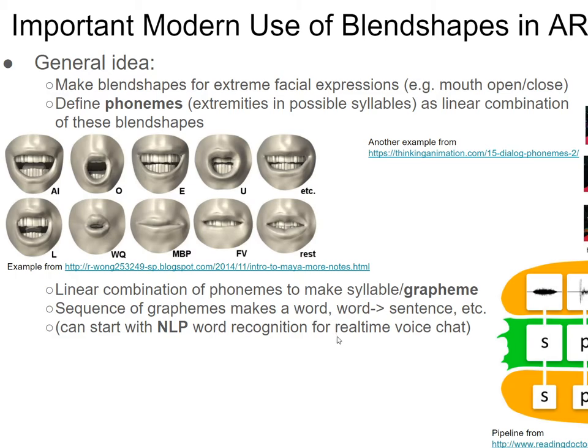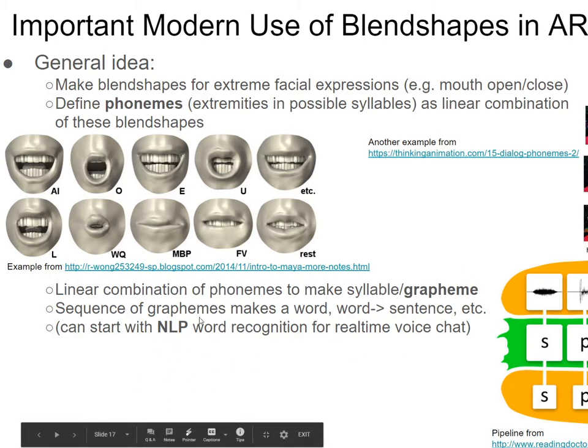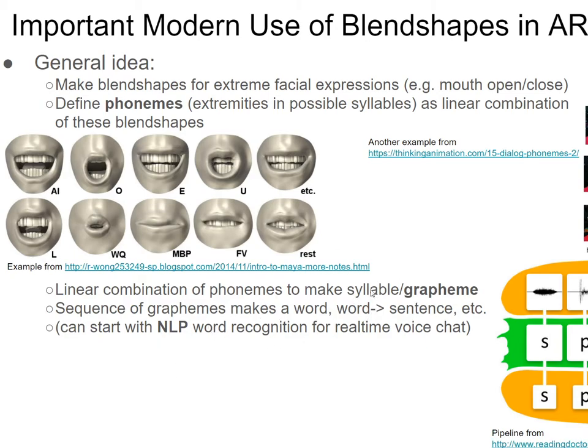Nowadays it's becoming more and more common to just use NLP to figure out what the person's saying. As I'm talking into this mic, you would use an NLP algorithm to get the actual words, and then from the words you can split it up into syllables. From the syllables you can split it up into phonemes, and from there you can just grab the blend shape interpolation weights and create the lips for each thing that I say.